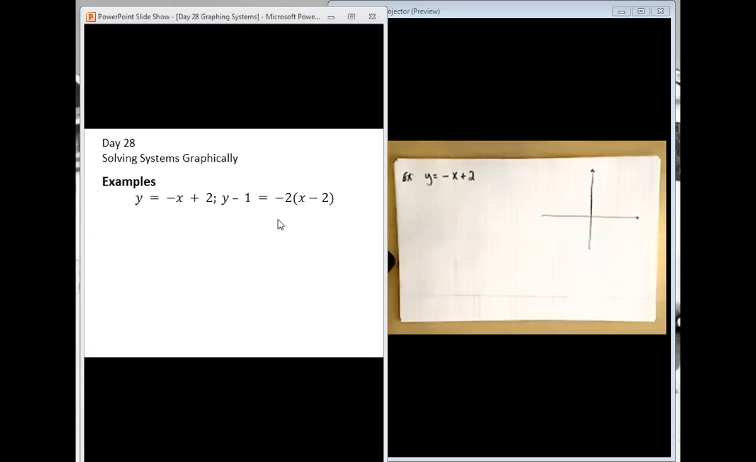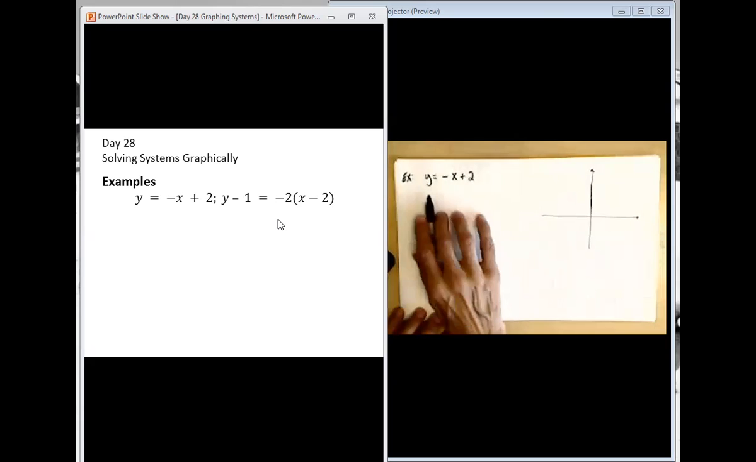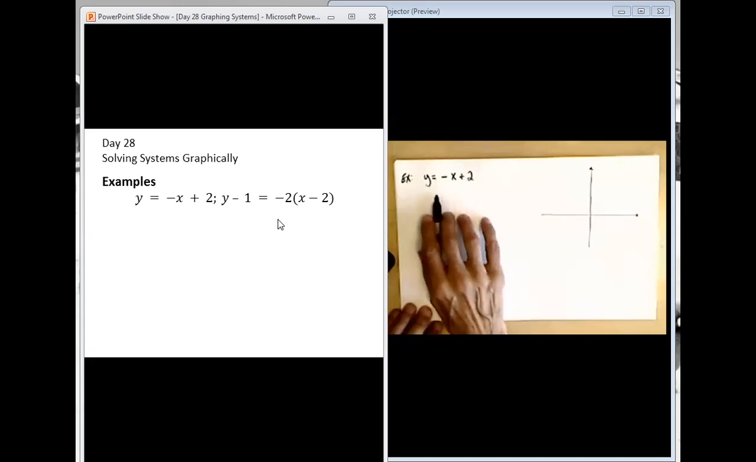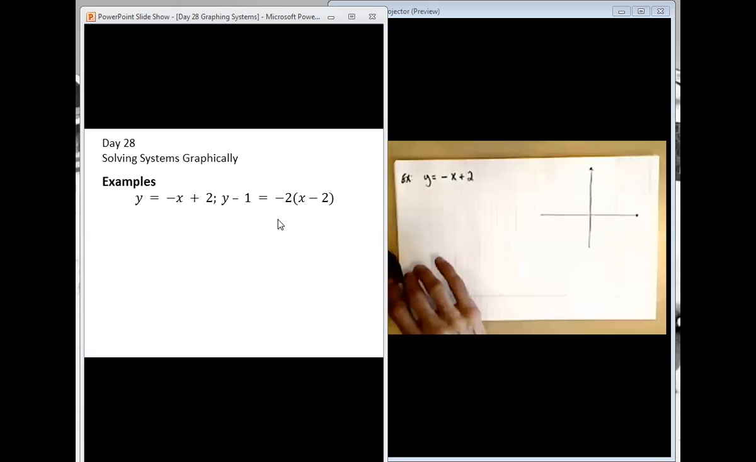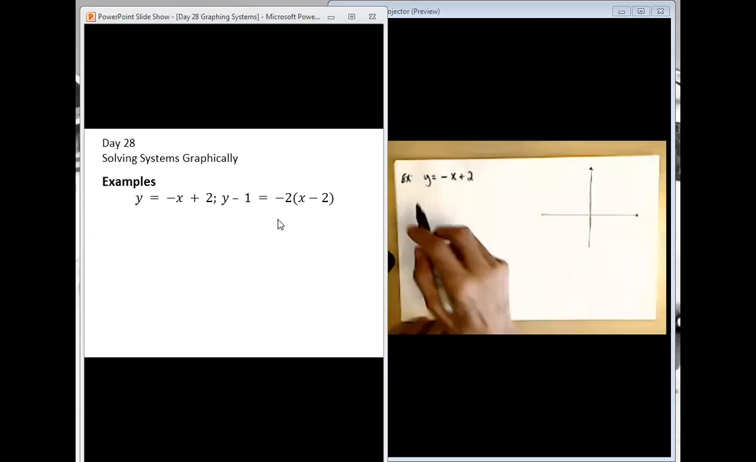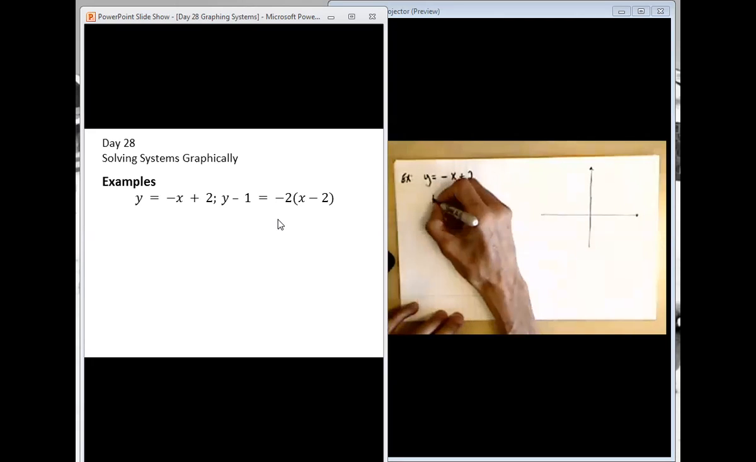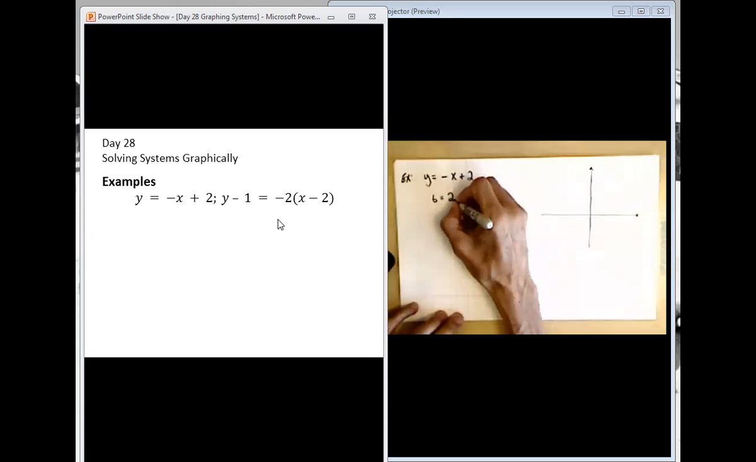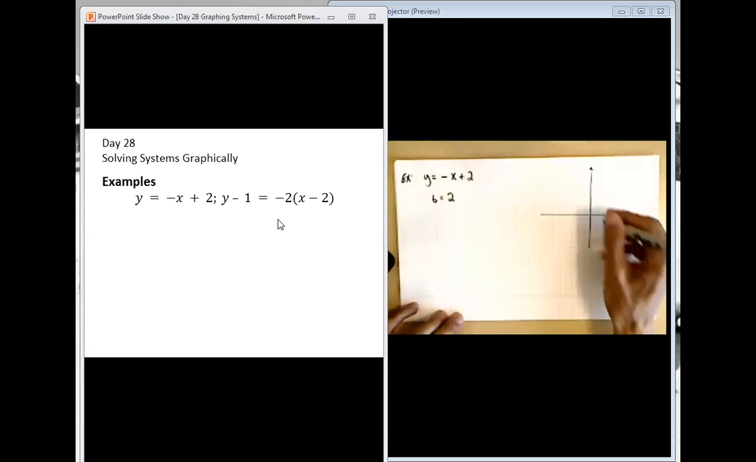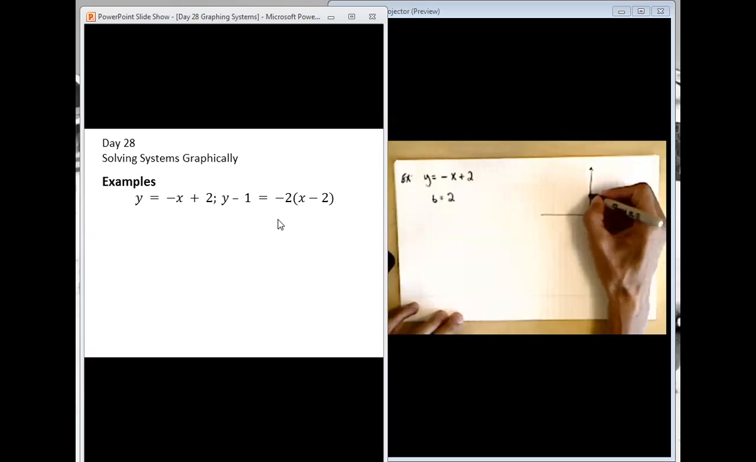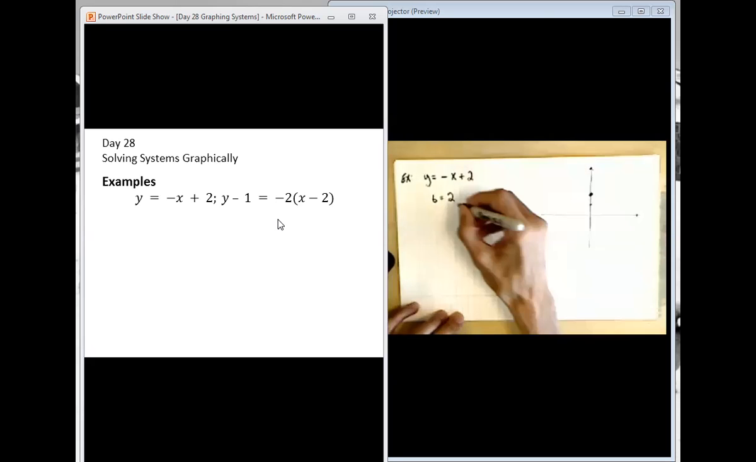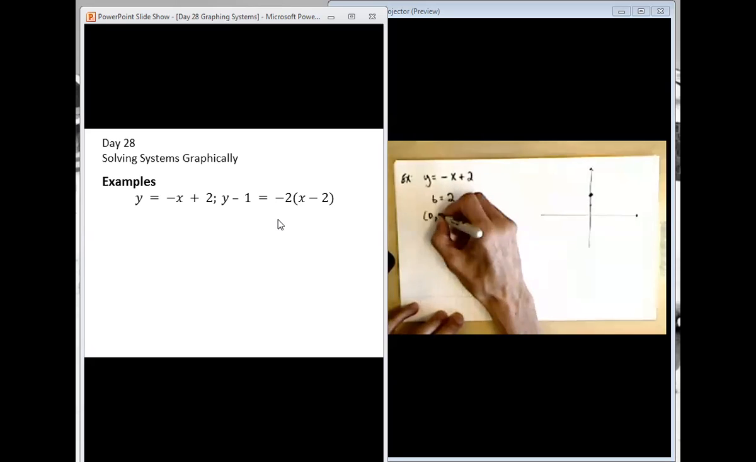Okay, good people. What do we know about this line here? To create the graph, what do we know? B is going to be plus 2, nice. So we can put that on the graph, right? B is plus 2 at the location of 0 and plus 2, nice.